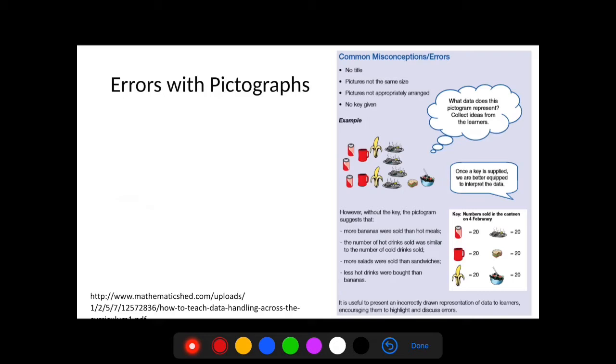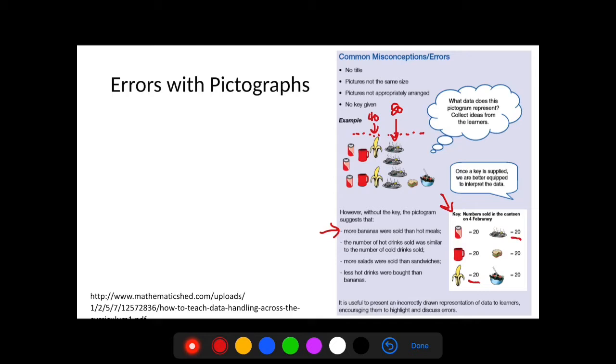Here is a messy pictograph, and we can see where problems come in. Usually we assume that the tallest column represents the greatest category. The banana column is tallest. This is something about food sold, I think. It looks like more bananas were sold than hot meals, but actually more hot meals were sold. Down here on the key, each banana represents 20, each hot meal represents 20. So there were 80 hot meals and only 40 bananas. So it's misleading how it is in there.